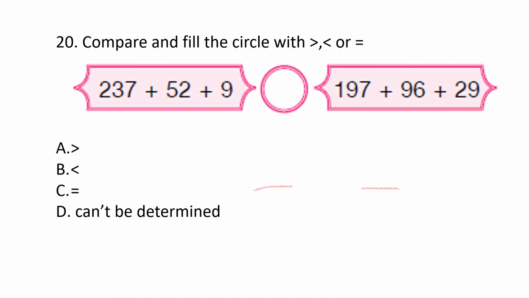Question number 20. Compare and fill the circle with less than, greater than or equals. 237 plus 52 plus 9 is 298. Just calculate it by yourself also. 197 plus 96 plus 29 is 322. That means this number is less than this number. The sign is this. Answer is option B.